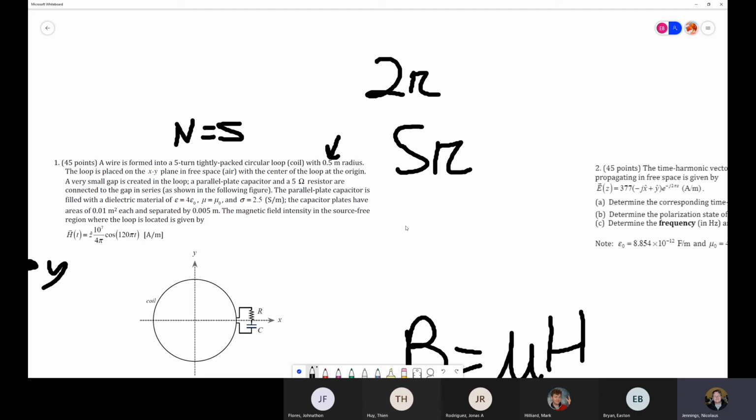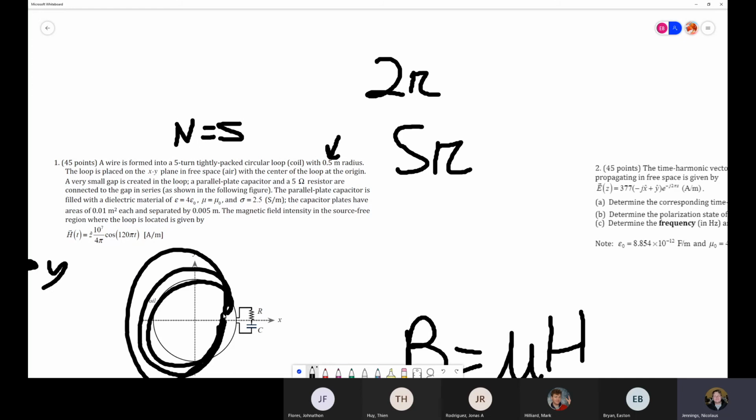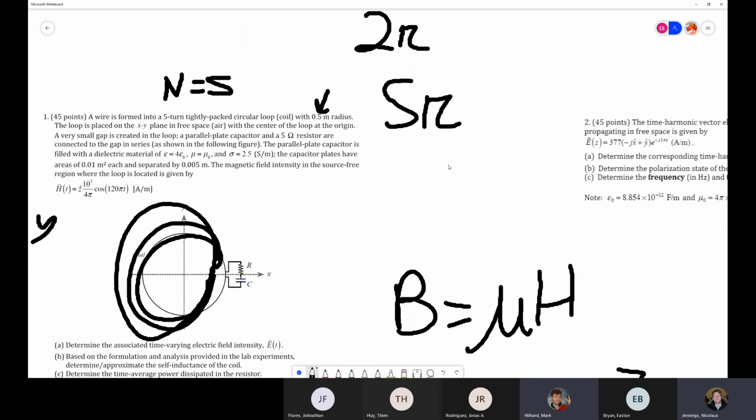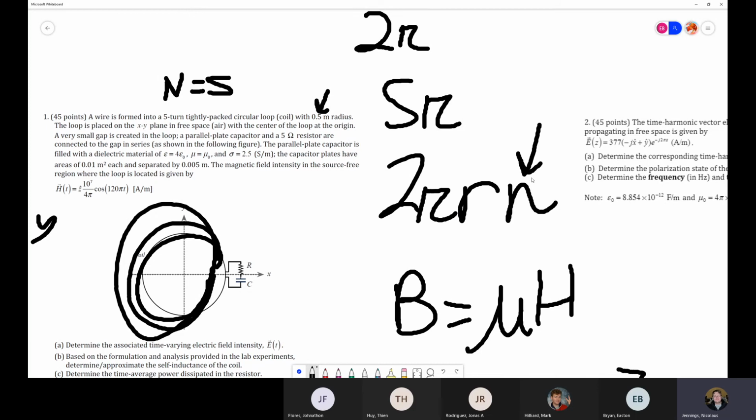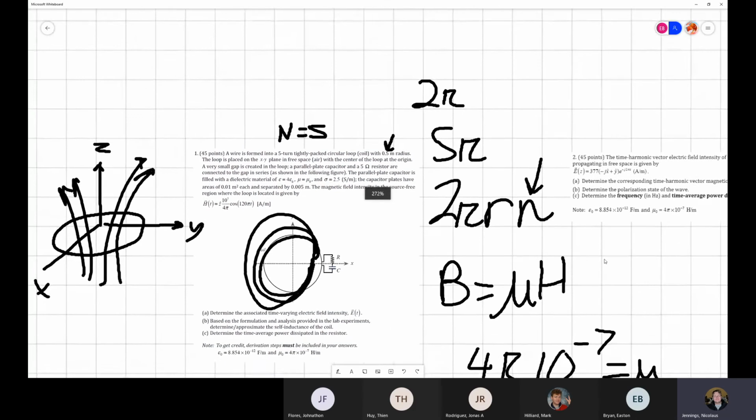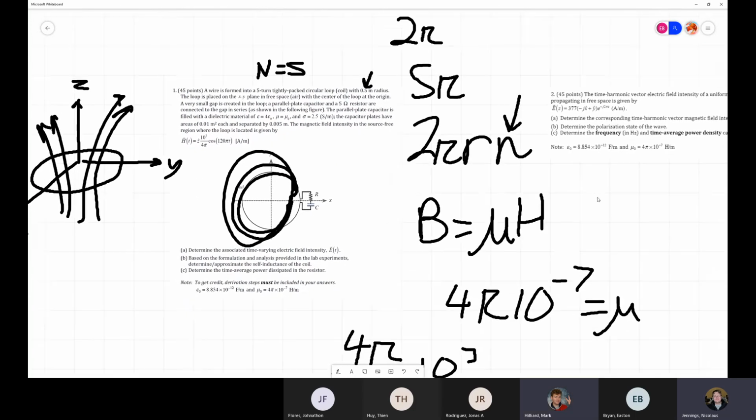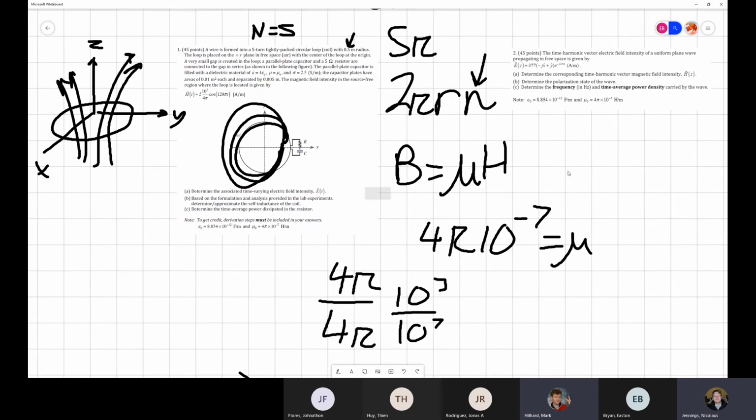But yeah, you have 5 turns, right? So your dl is 5 times around. It would go once around, once again, and once again. So the dl we're integrating is 2 pi n? Yes, 2 pi n, exactly. 2 pi r n, the number of turns, for the dl. Okay, so it's 5 pi. Yep, it would be 5 pi then.